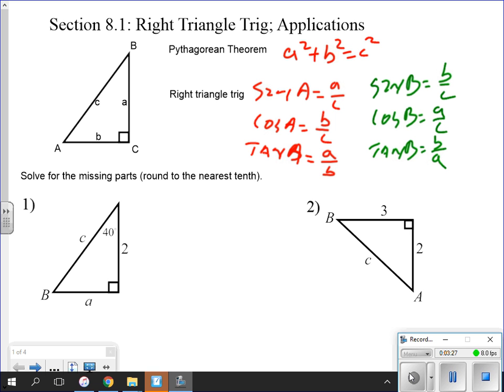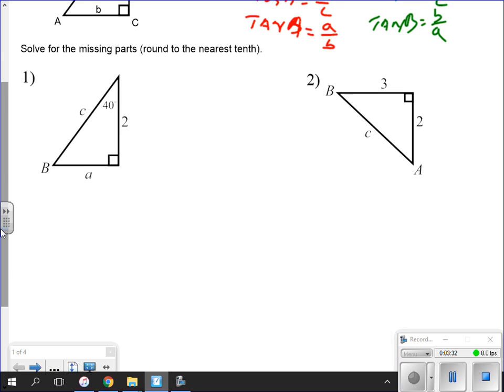Okay? So, example number 1. Find the missing parts. And you can do them in any order. It says round to the nearest tenth. Generally speaking, with angles, you round to the nearest tenth. With sides, it's usually 2 decimal places, but I'll take 1 or 2 on these.